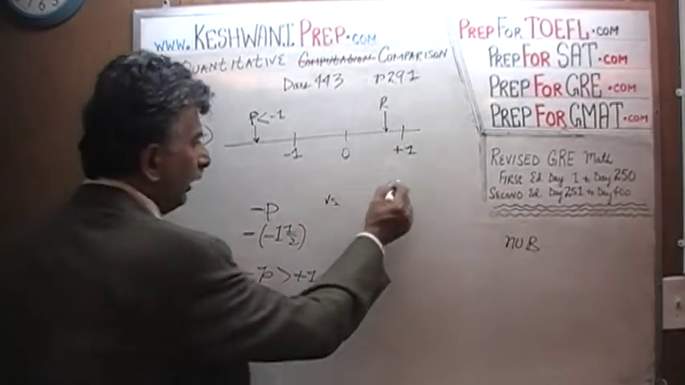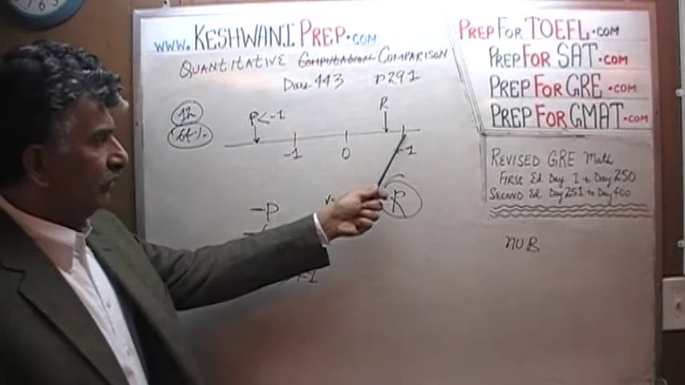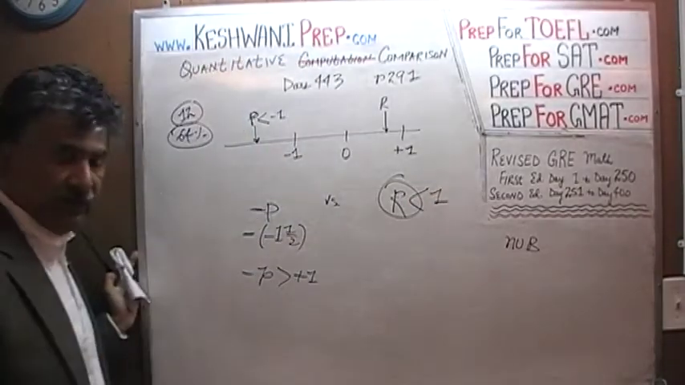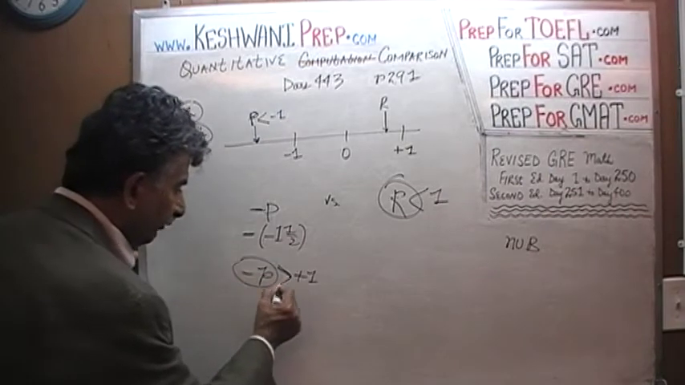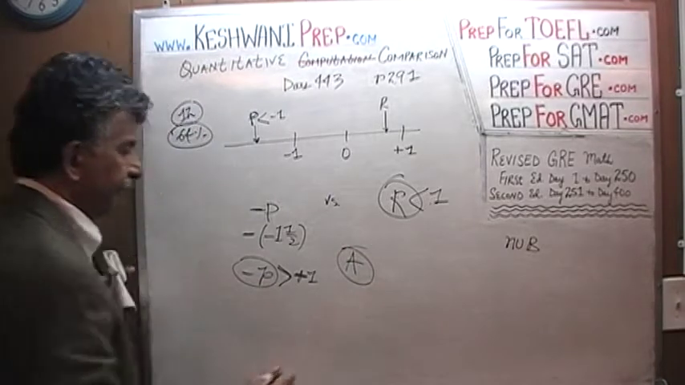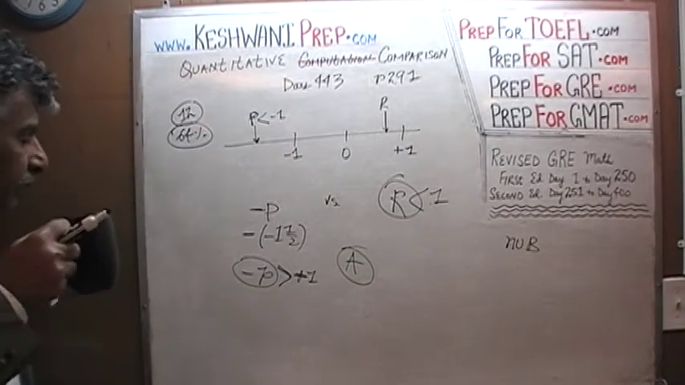But what about R? R, we can clearly see, falls to the left of positive 1. That means R is less than 1. R is less than 1, but negative P is more than 1. More than 1 compared to less than 1, the answer is A. Let's do one more, the next one.